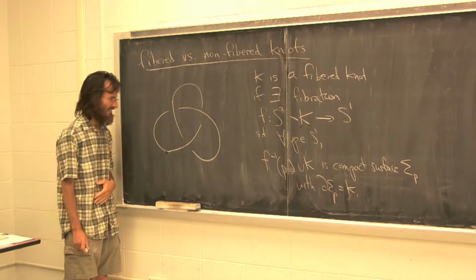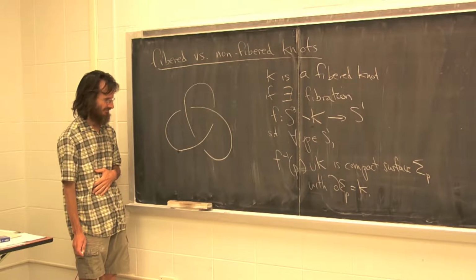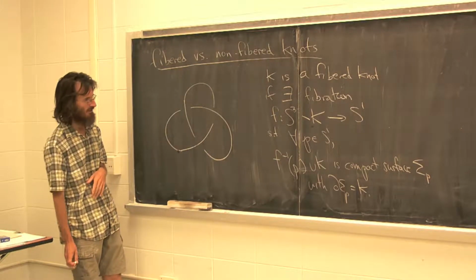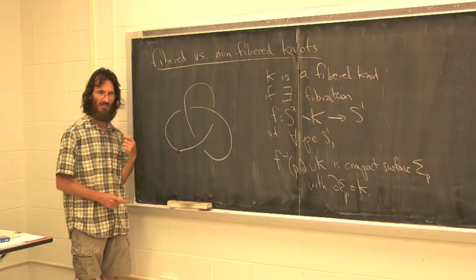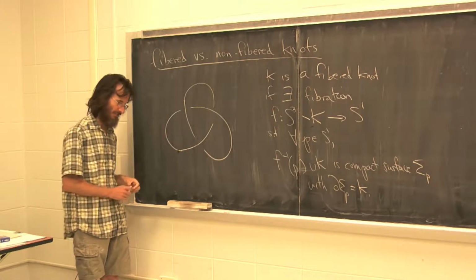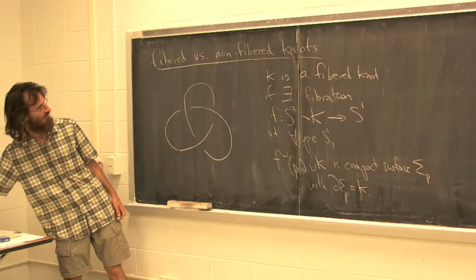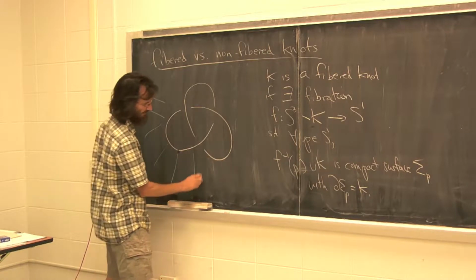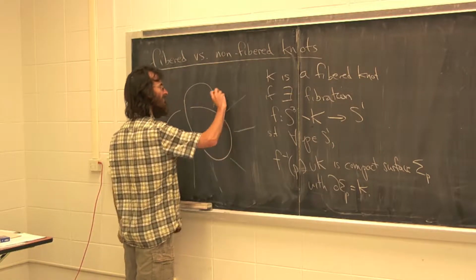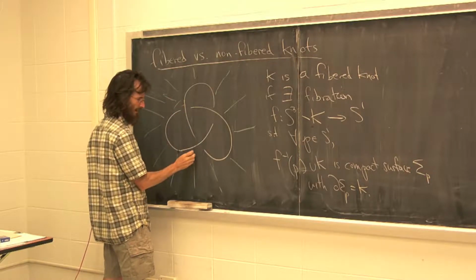Okay, so I want to see the trefoil on this fiber, and so the way to construct a fibration is just to first take a Seifert surface for it, and I'll draw it kind of as we did before. This is one of the ways to see the fibers.